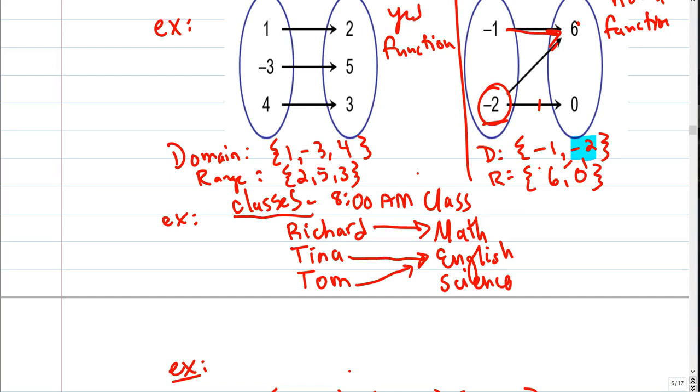Now, what if Tom was somehow able to also sign up for science? Would that be a problem? See, this was not a problem. Tina and Tom can take English. The problem is Tom cannot take both English and science at the same time. This is not a functioning schedule. Tom screwed it all up. He signed up for two classes at the same time. That input cannot have two outputs. Two inputs can go to the same class. Two inputs can have one output. But Tom cannot be in two classes at the same time.